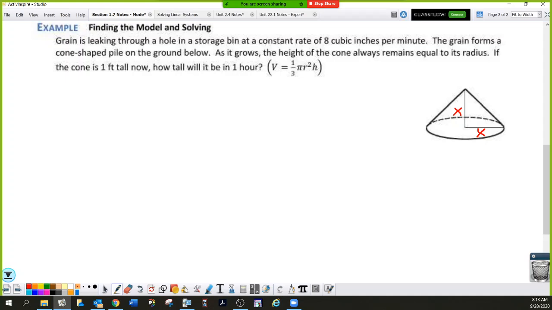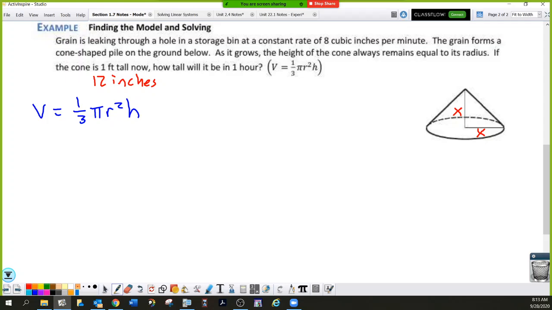Okay. Got to be a little careful though, because the question was given to you in 8 cubic inches per minute, but then you're told that the cone is 1 foot tall right now. Those units don't match. So what we're going to do is remember that 1 foot tall is 12 inches. Let's start there. Got to make sure that you're always in the same units. We know that volume is 1/3 pi r squared h.